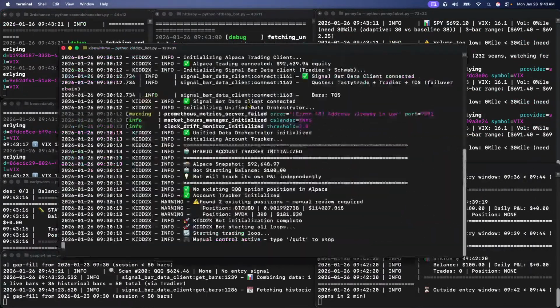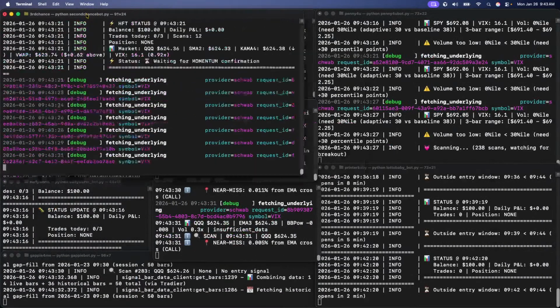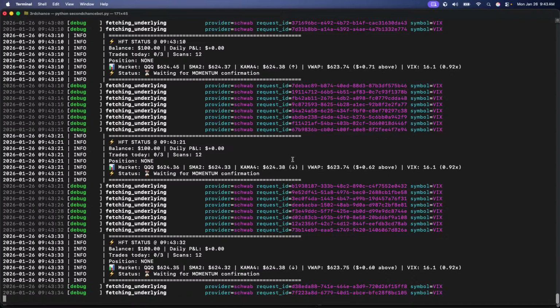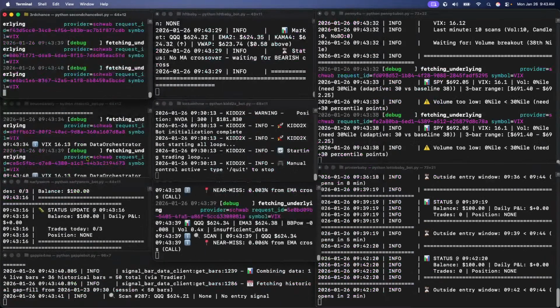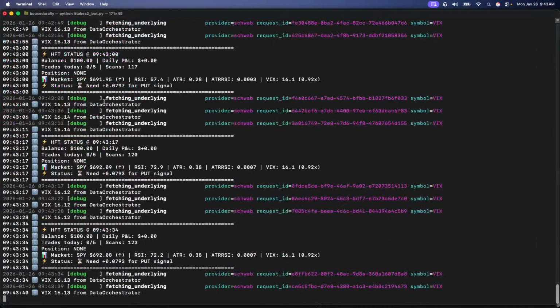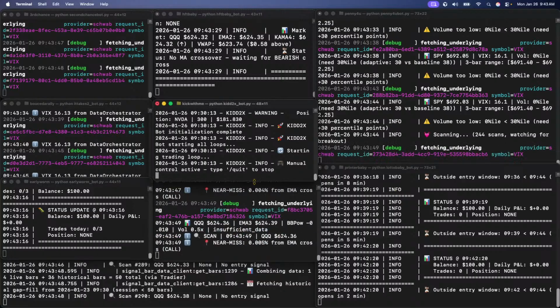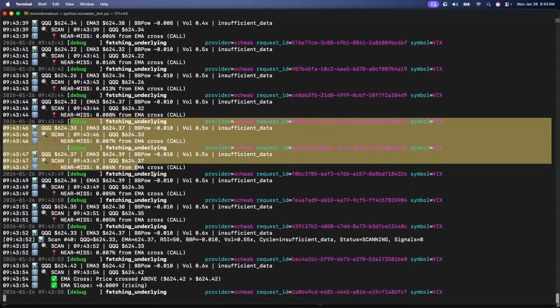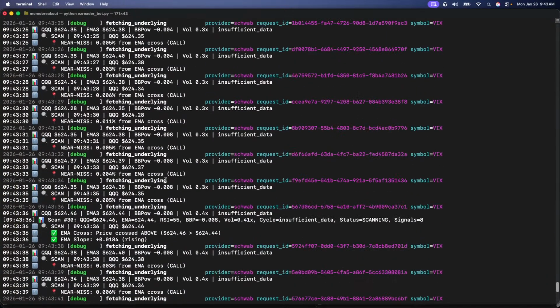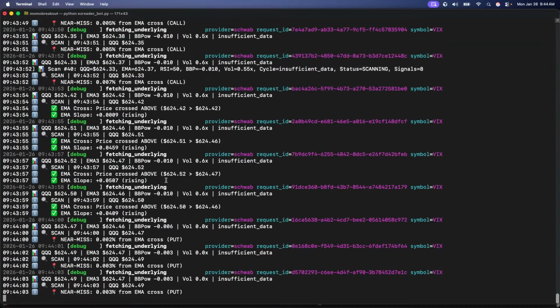Let me just make sure nobody else has an issue. If you're not starting in like 2 more minutes, it has to be a problem. Waiting for momentum confirmation. All right, bet. Insufficient data. You saw where it said insufficient data? Wait, hold on.